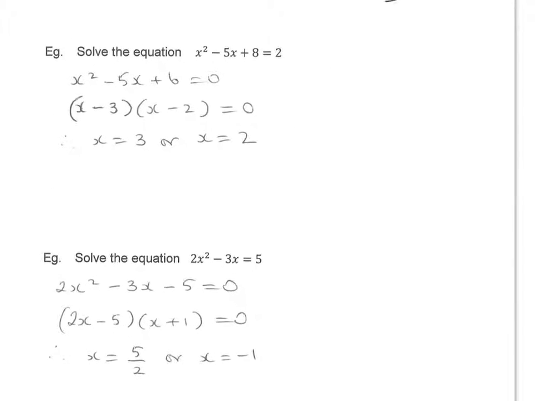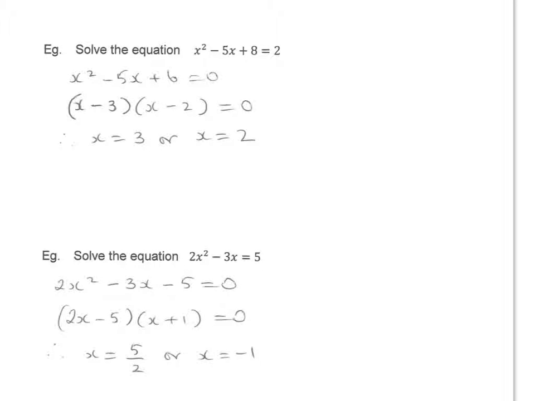Okay, with the next example then, we have got 3 terms on the left hand side, but as you can see here, it is equal to 2 on the right hand side. So we have to have it equal to 0 to be able to solve it. So the first thing we're going to do then is take 2 away from either side, and that will leave us then with this new quadratic equation of x squared minus 5x plus 6 now is equal to 0.